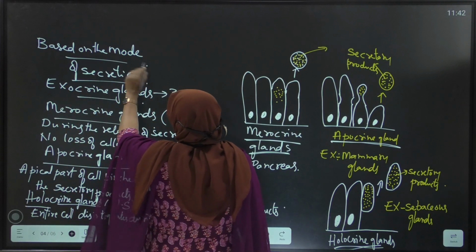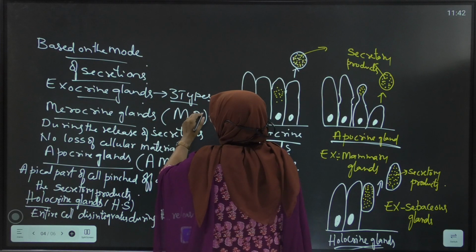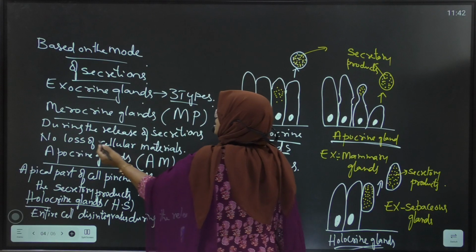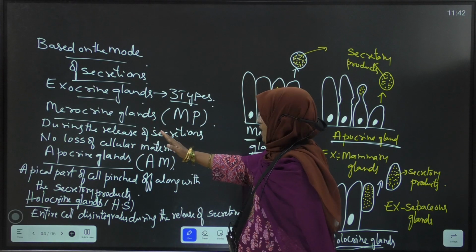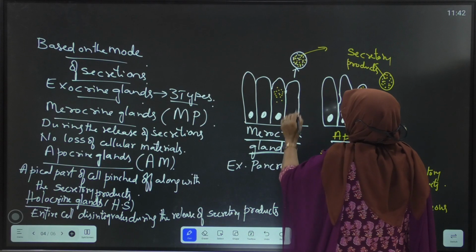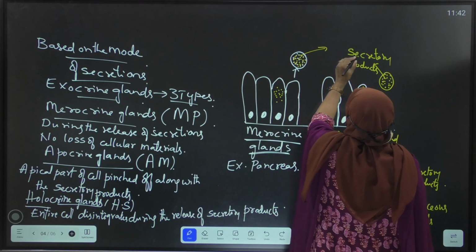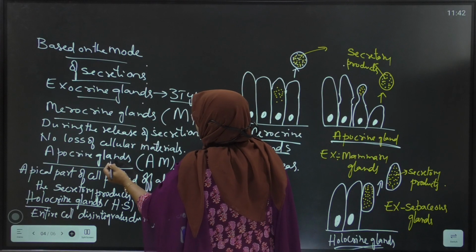So based on the mode of secretion, exocrine glands are of three types. Merocrine glands: during the release of secretion, no loss of cellular material. This is the merocrine gland. No loss of cellular material during the release of secretory product.